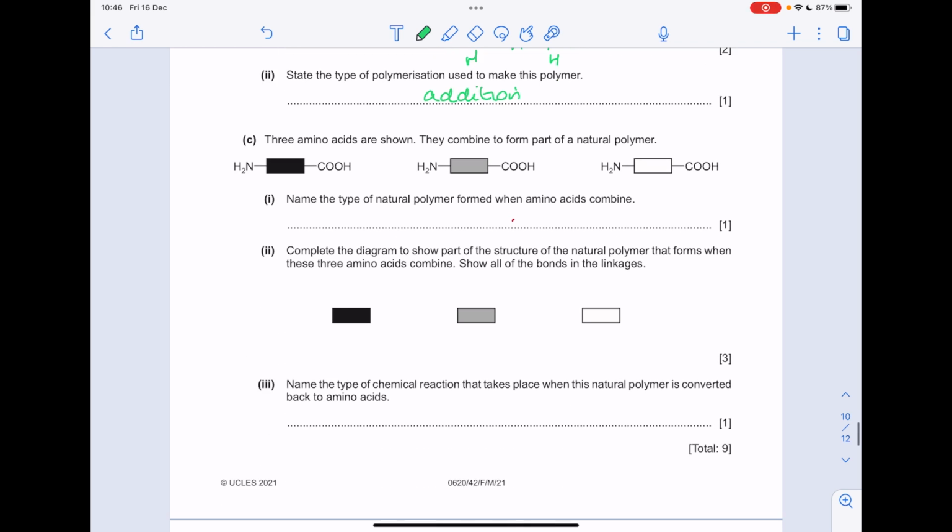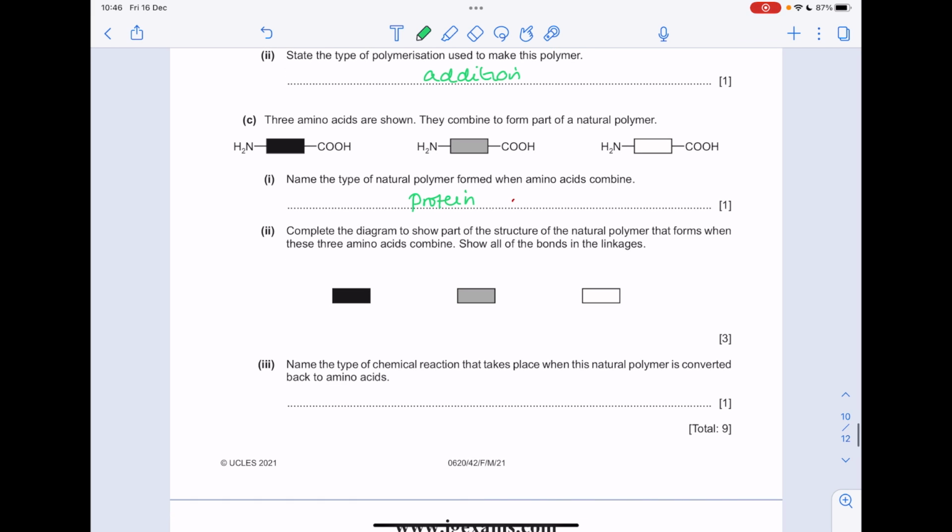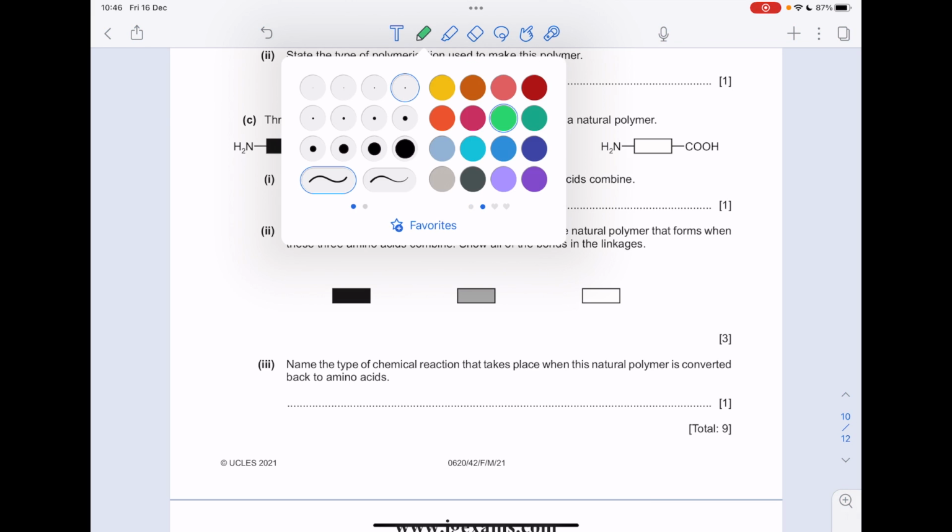3 amino acids are shown. They combine to form part of a natural polymer. Name the type of natural polymer formed when the amino acids combine. These are proteins. Complete the diagram to show part of the structure of the natural polymer that forms when these 3 amino acids combine. Show all the bonds of the linkages.